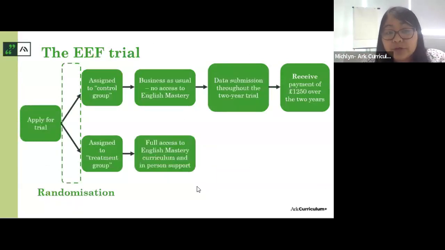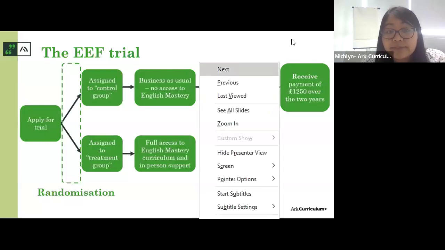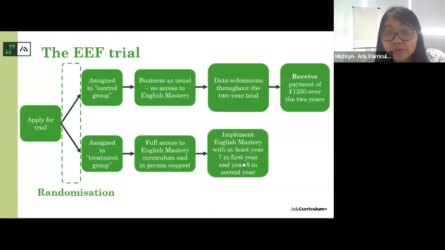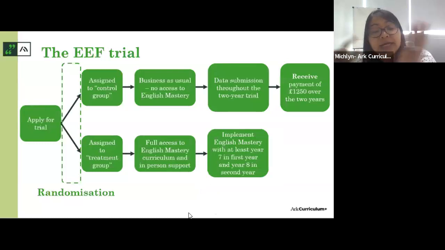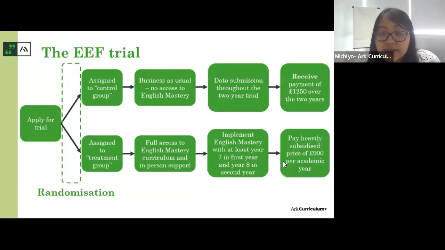If you're in the treatment group, you will get full access to the English Mastery curriculum and in-person support. And then you will also have to implement the program in year 7, in the first year from September, and then year 8 in the second year. And you only have to pay £900. So you'll get the full program at a really reduced price of £900, and that's over the academic year.